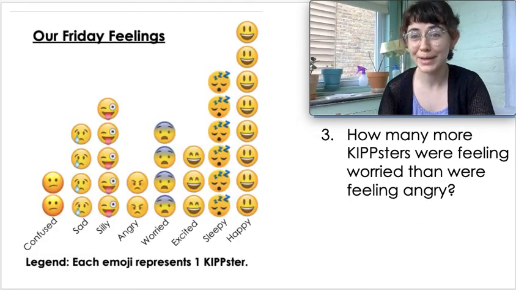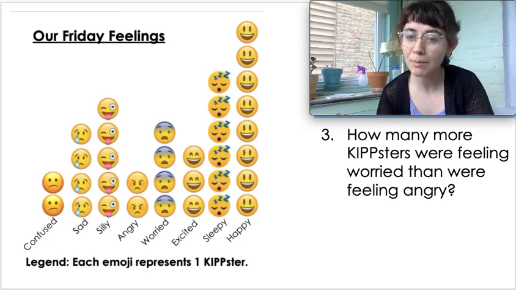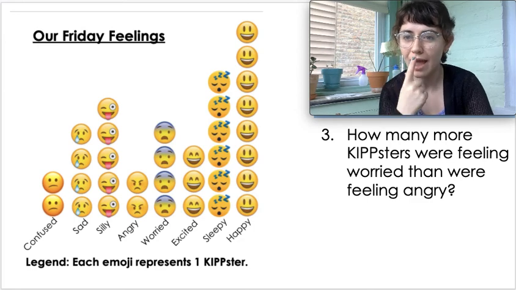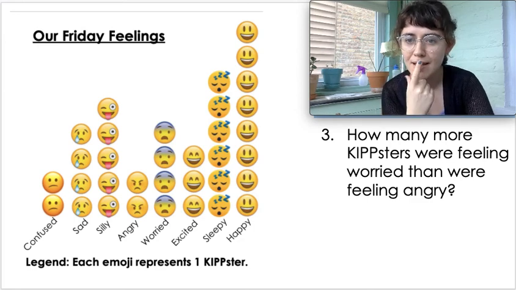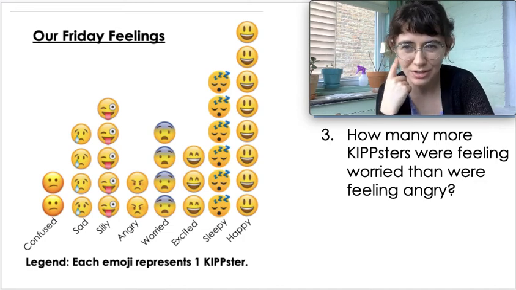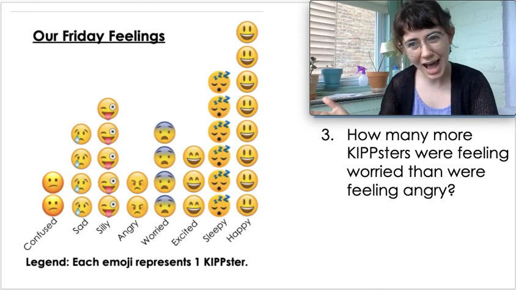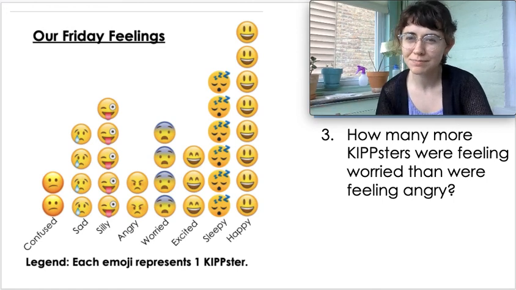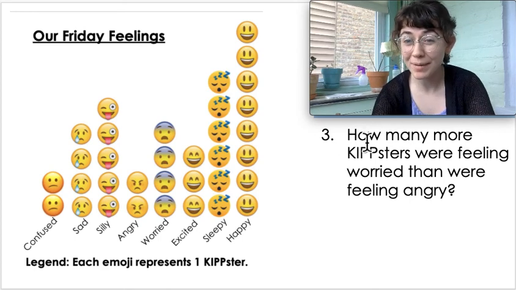This is back to that picture graph. I really liked the picture graph. This question asks, how many more KIPPsters were feeling worried than were feeling angry? How many more were feeling worried than angry? I wonder if you heard a clue there. Are we going to add or are we going to subtract? It says how many more, so that means we are going to subtract.